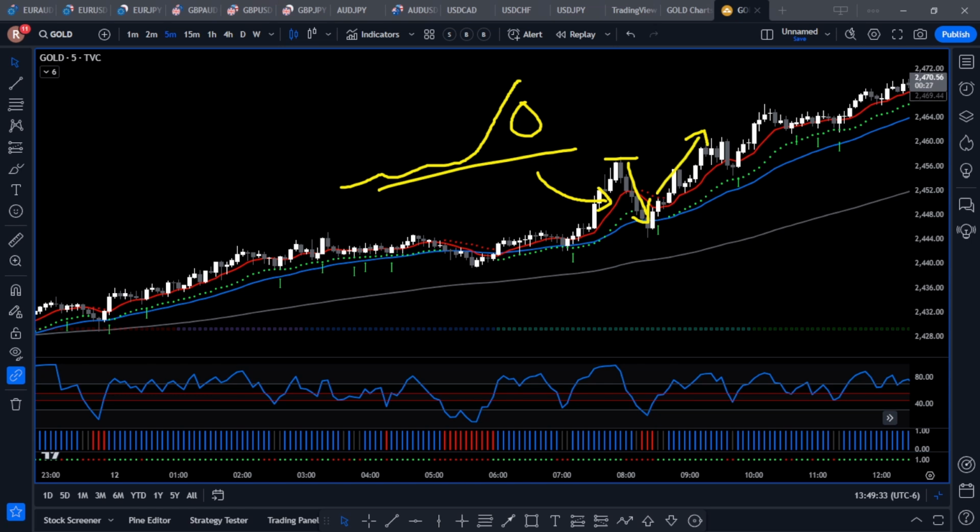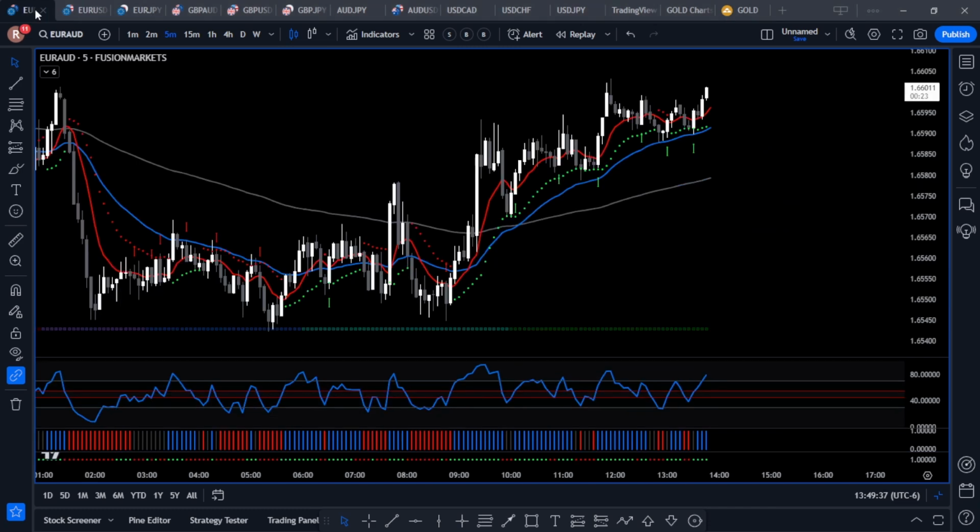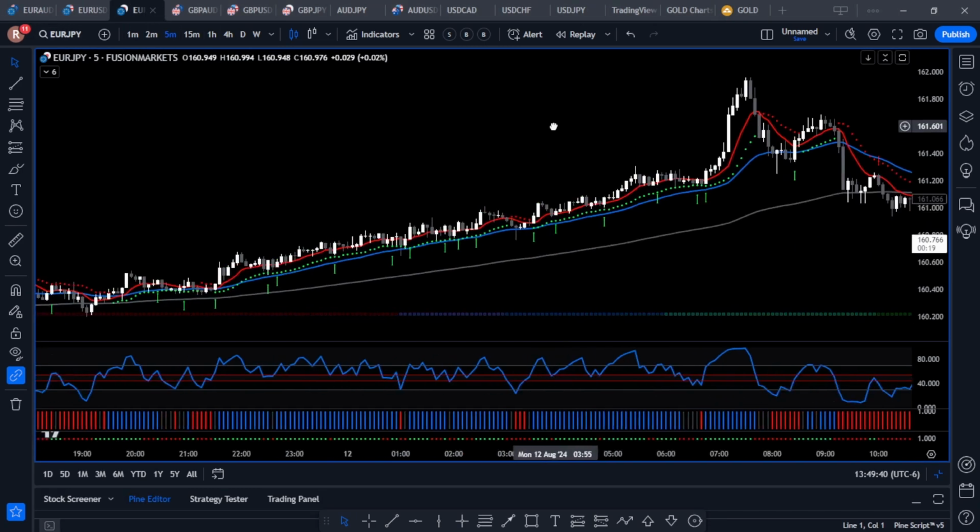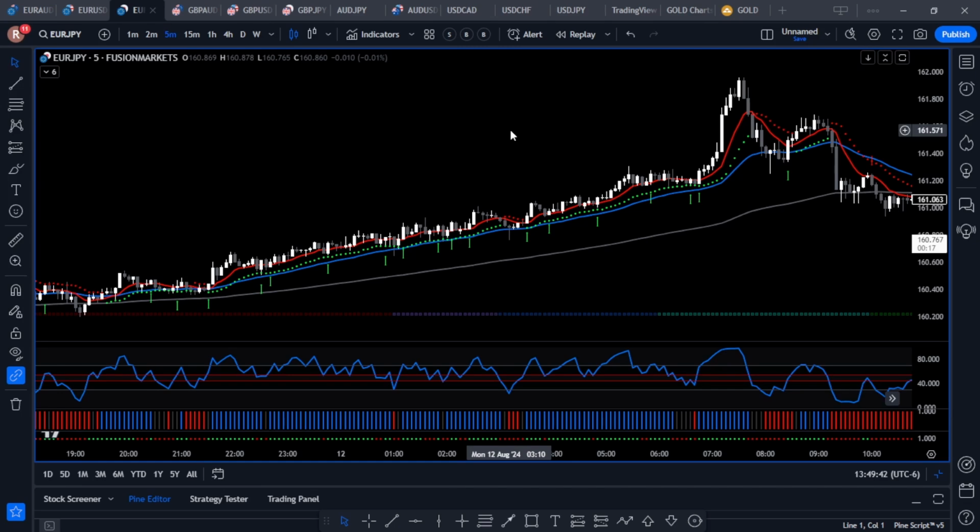Now, this is gold. Now we can take a look at this exact same thing on the Euro AUD. That's not it. The Euro Yen. We've got the Euro Yen. This is the same situation on the Euro Yen. So this is going to be the same whatever you're trading. This concept, this idea, this is from chart to chart going to be very similar.